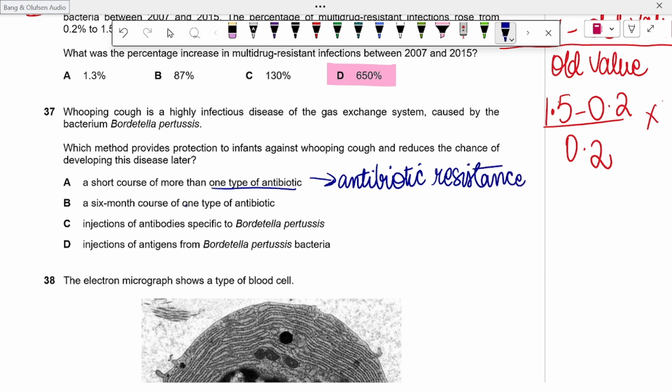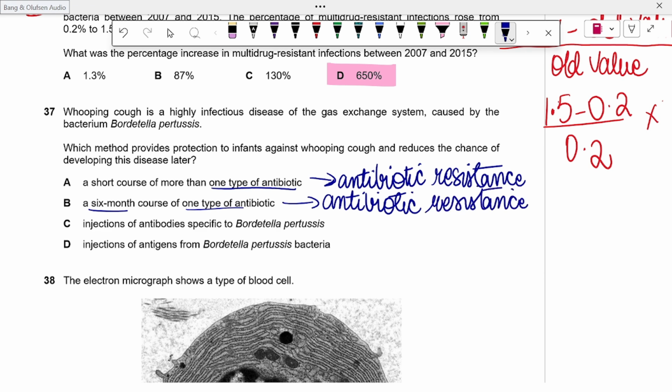A 6 month course of one type of antibiotic. The issue is not one type, it is 6 months. 6 months is too long. You are giving bacteria a chance to develop antibiotic resistance. So this again is going to cause antibiotic resistance.